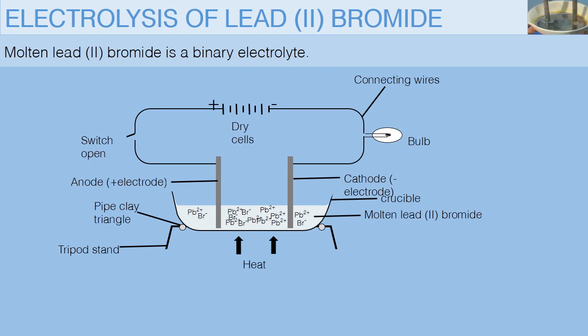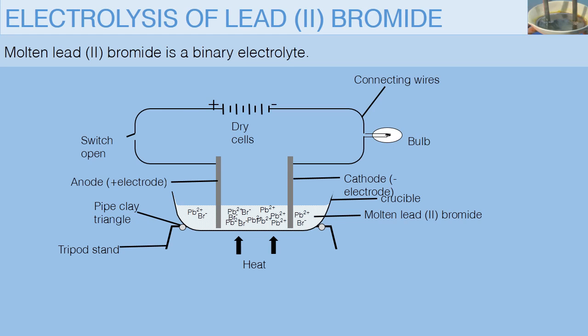Let us make this practical by looking into the electrolysis of molten lead bromide. Molten lead bromide is an example of a binary electrolyte. A binary electrolyte means an electrolyte that contains only one type of cation and one type of anion. Solid lead bromide does not conduct electricity because the ions in solid lead bromide are fixed and cannot move from one place to another.